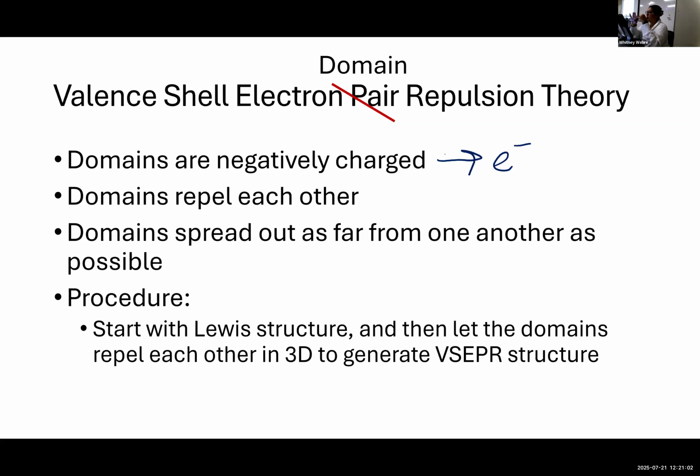So the procedure is when you're trying to estimate the shape of a compound, you start with the Lewis structure and then let the domains repel each other in 3D to generate a VSEPR structure. And I'll show you how to do that.